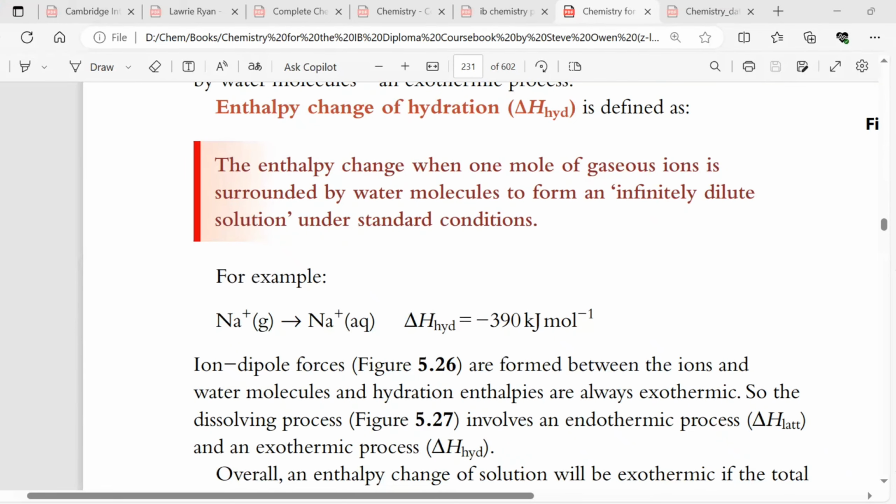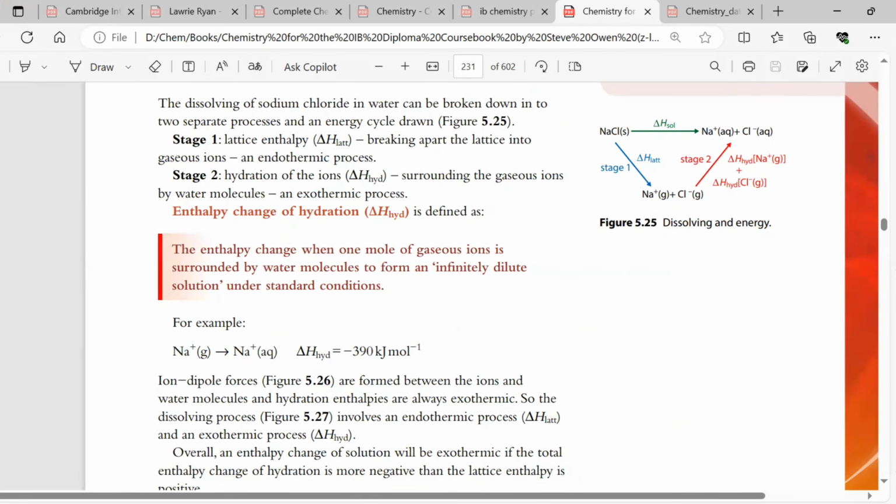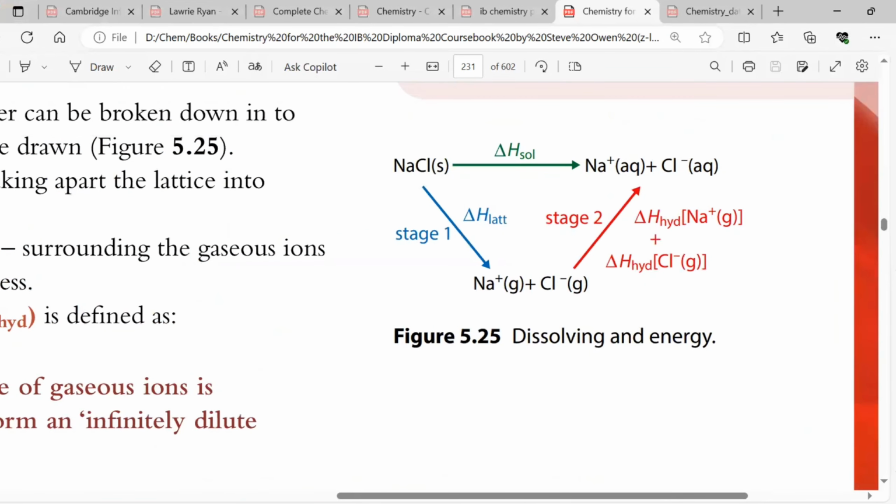This is very important: whenever we have an equation like this, we have to apply Hess's law to find the enthalpy of solution. Hess's law says that for any enthalpy of reaction, we can go via an indirect way also. So if we want to calculate the enthalpy of solution, we have the lattice enthalpy and the hydration enthalpy also.